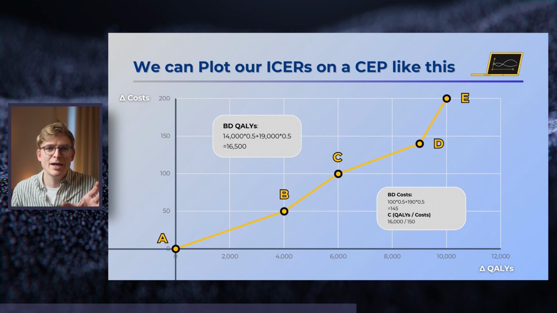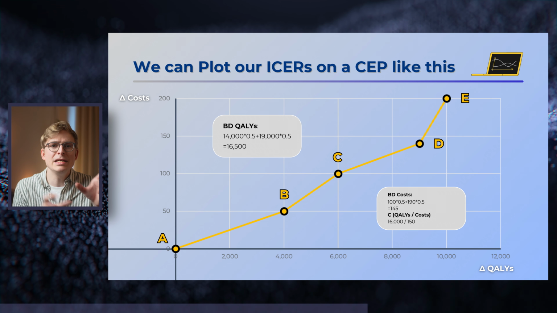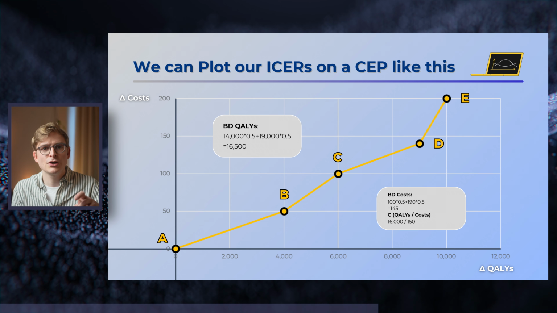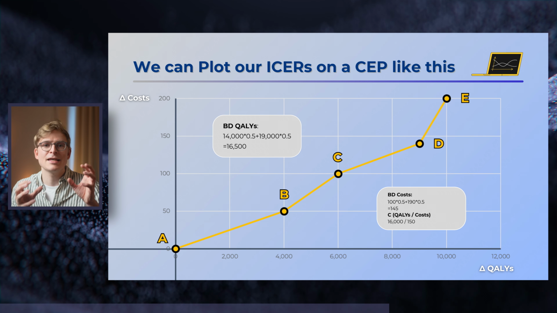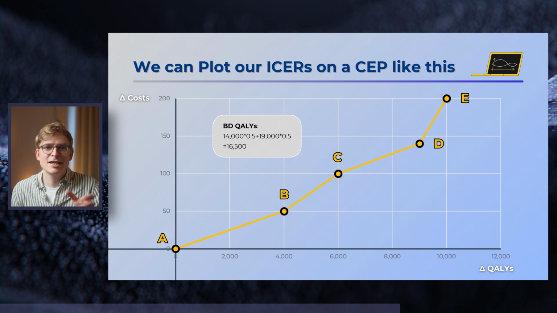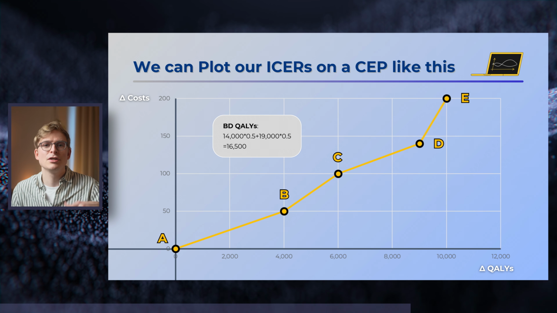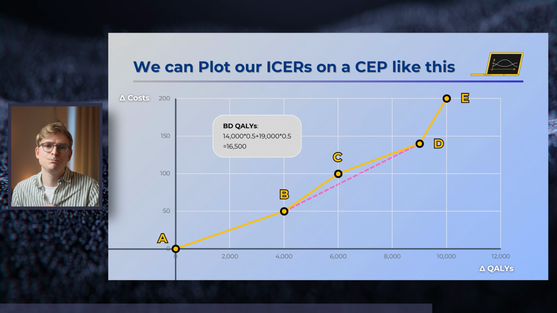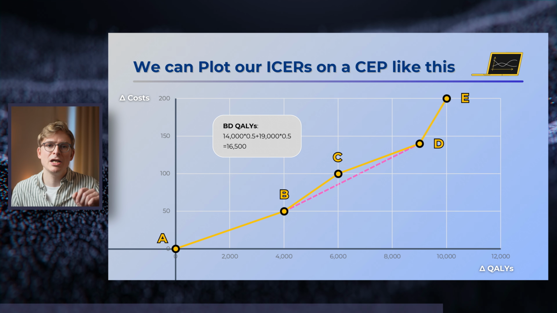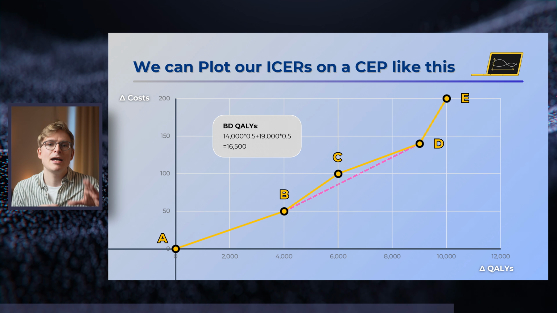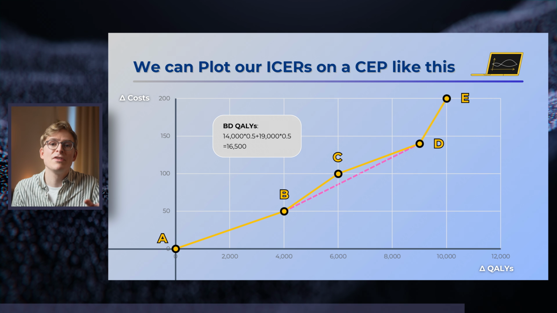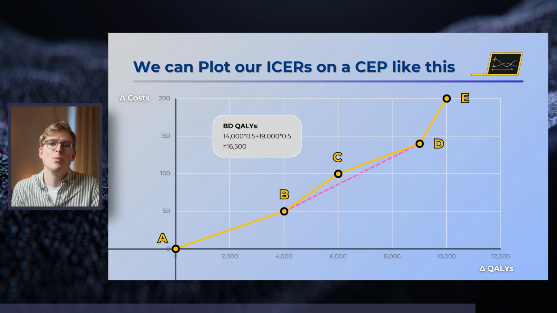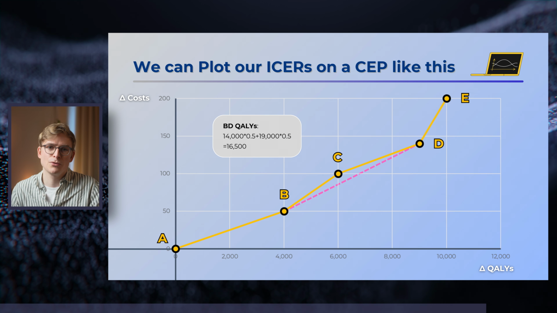You can see that a theoretical 50-50 split between B and D dominates C, so we say that option C is extended dominated. Instead of doing this mathematically, we can also get to the same conclusion visually by drawing a line between B and D. This line represents all possible combinations between B and D, and as you can see, test C lies above this line, which is why we should remove it to draw our cost effectiveness frontier.